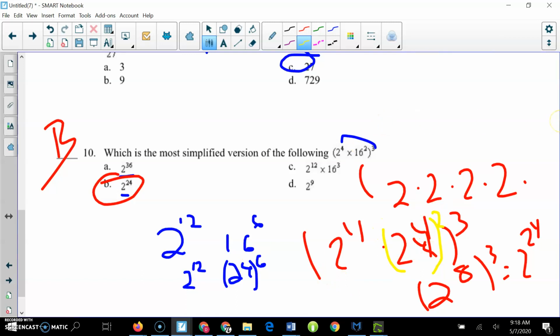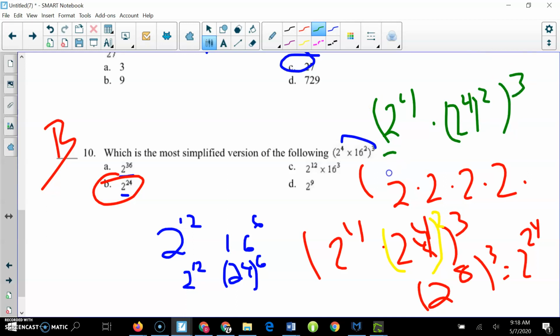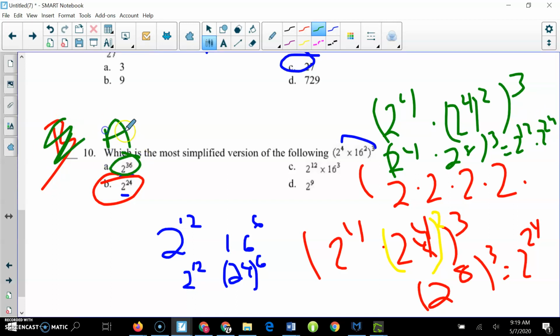All right, let's do that again. 2 to the 4 times 2 to the 4, and then I forgot this squared, all to the 3. So this is 2 to the 4, and that's 2 to the 8, all to the 3, which is then going to be 2 to the 12, 2 to the 24, which is 2 to the 36. Answer is A. Okay, I forgot this little squared part in there.